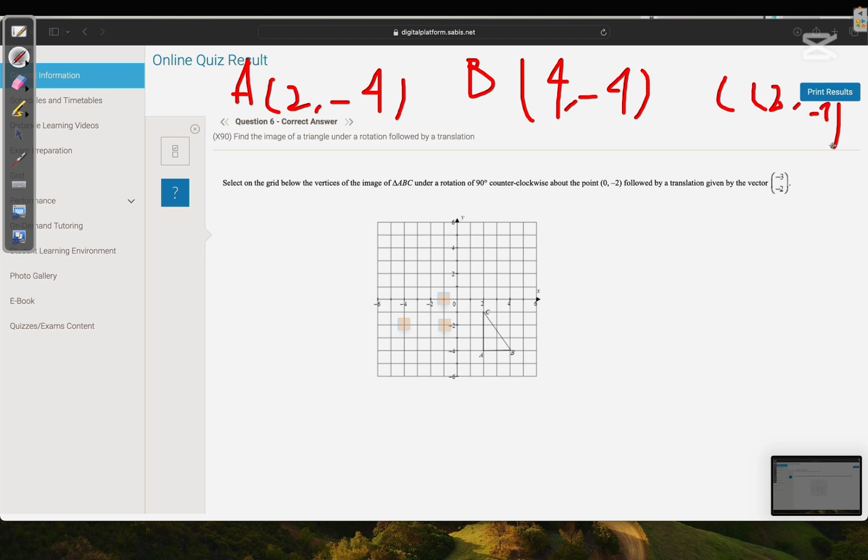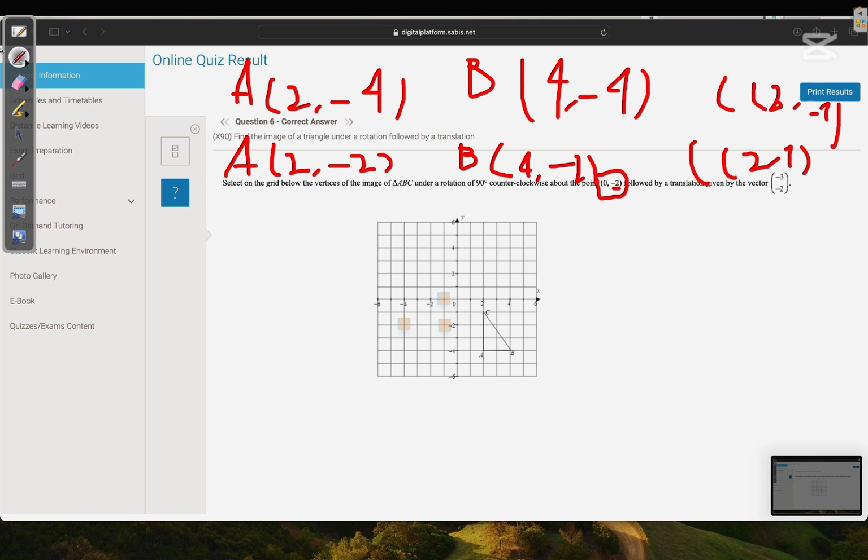Okay, so first we're gonna have to act as if the point of rotation is the origin. So how do we go from -2 on the y to 0? We add 2 to every single y of the points. So A would become 2, -2, B would become 4, -2, and C would become 2, 1.